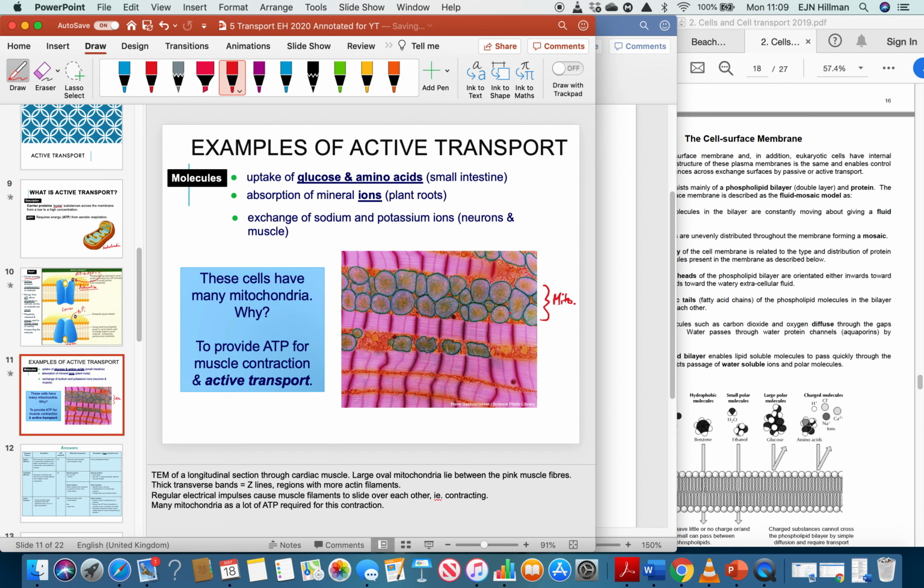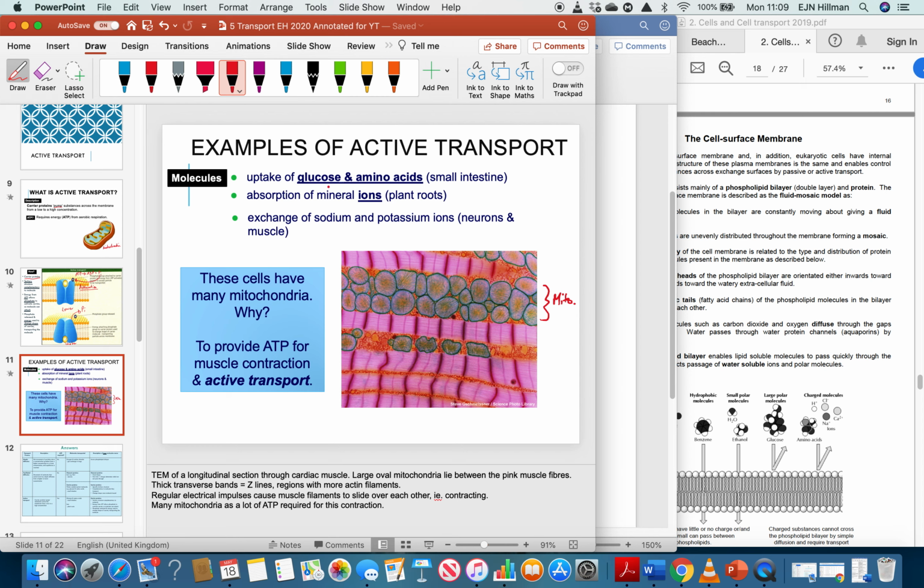So the mitochondria in that really high density can do aerobic respiration. That aerobic respiration provides the ATP. The ATP is then hydrolyzed during the muscle contraction. And then when the muscle contraction is finished, there's also ATP required for active transport.